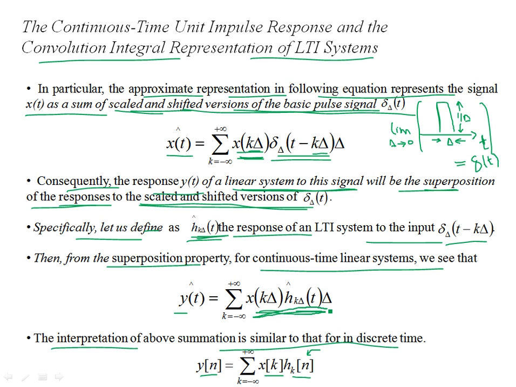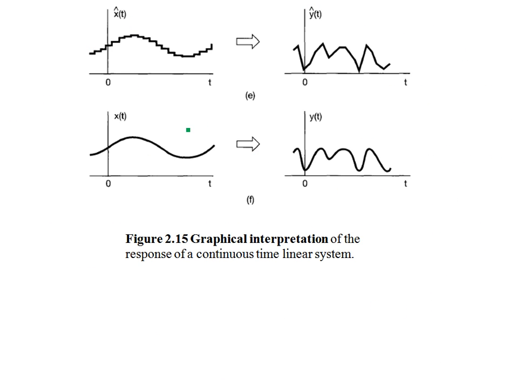So for a finite duration delta, the output is the superposition of the scaled and shifted versions of your impulse responses. Now, the visualization of this approximation to an LTI system: this is what you've introduced to an LTI system, and that's the output, y hat of t. So y hat of t is basically the summation of all such responses to the pulses at 0, at delta, at 2 delta, 3 delta, up until k delta. So you are adding them up.